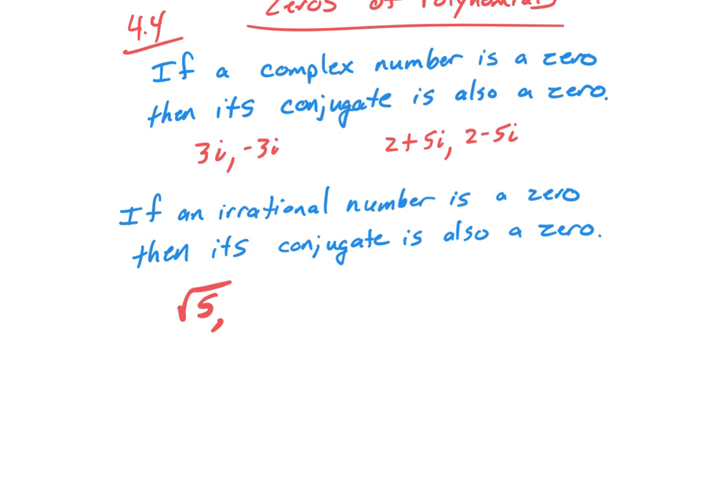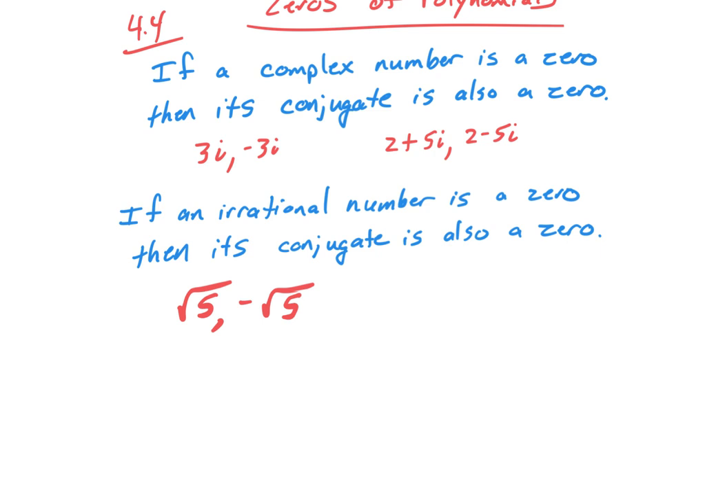So when we talk about an irrational number here, we're talking about a radical that's not a perfect square. So if I take the square root of 5 in my calculator, I get this decimal that goes on and on and on. It doesn't repeat, it doesn't stop, and that's what makes it irrational. We can't write it as a fraction. And so the conjugate of that would be negative radical 5.